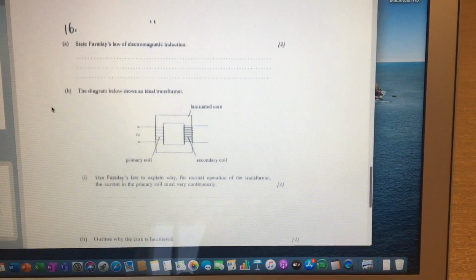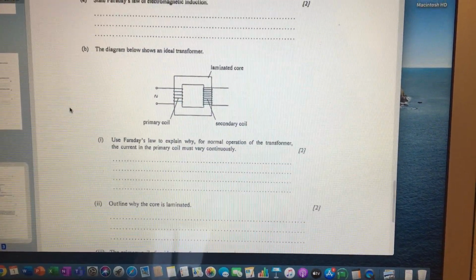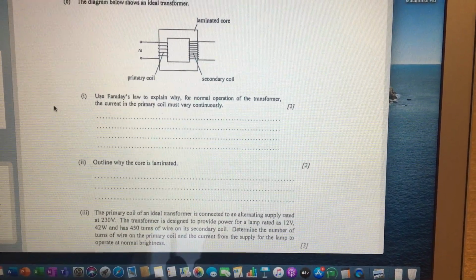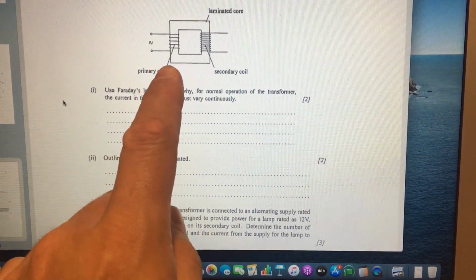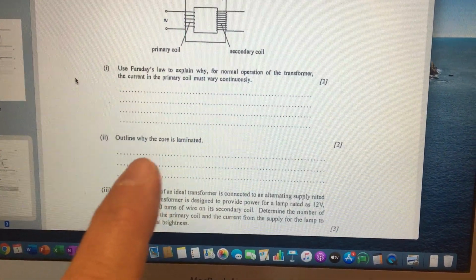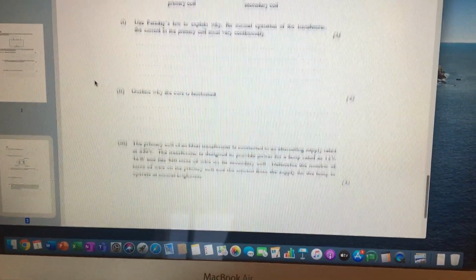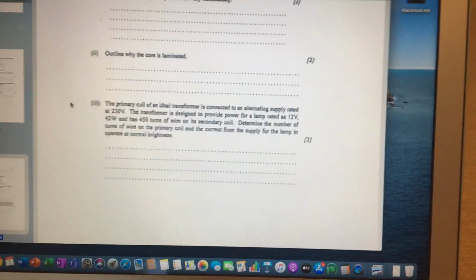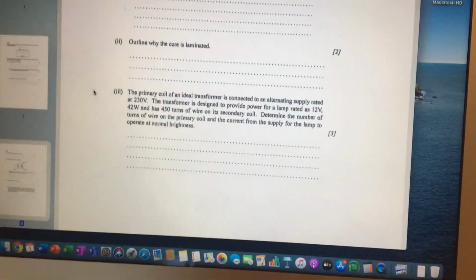16. State Faraday's law of electromagnetic induction. You should just be learning that and then use it to explain why the transformer must have AC. We did that in class. Explain why it's laminated. You just need to learn that. That comes up very regularly actually whenever this question appears. So just learn it. There's 2 common ones, and then you have to do some calculations.